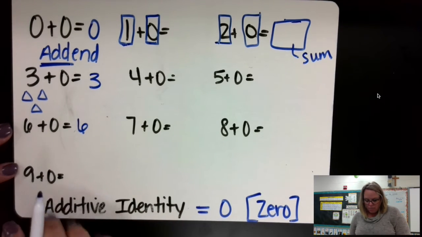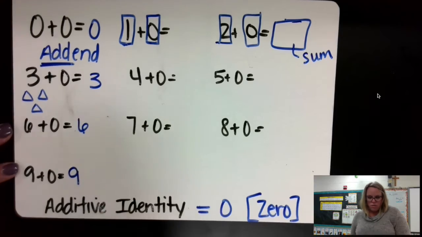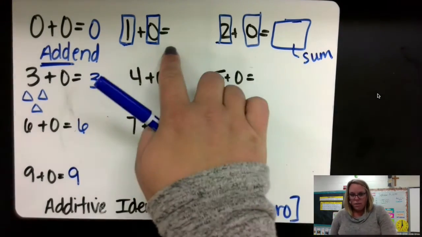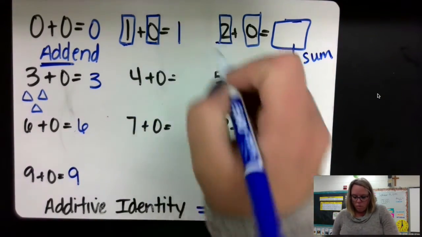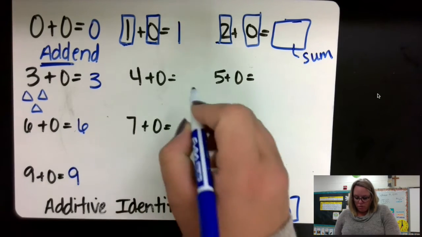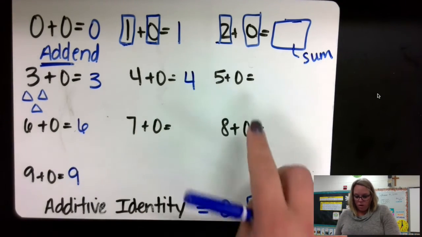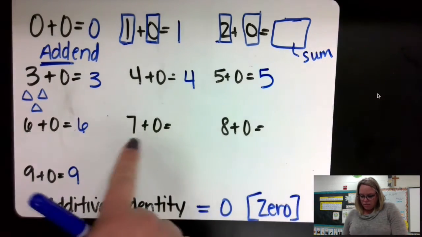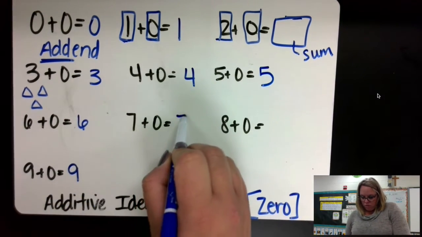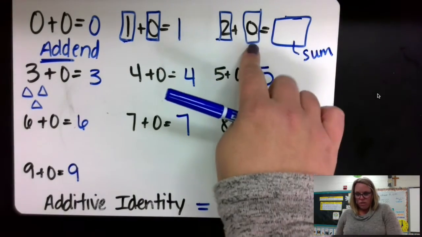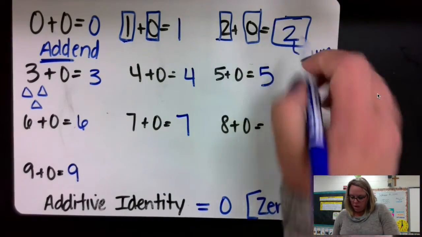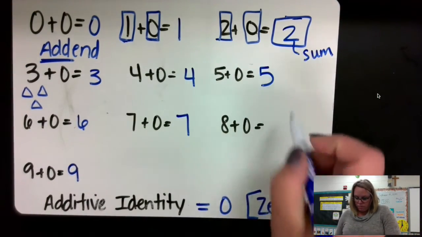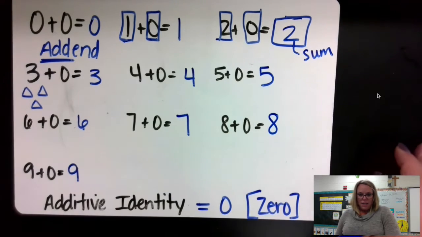I have three. That's why that works. 6 plus 0 equals 6. 9 plus 0 equals 9. 1 plus 0 equals 1. 4 plus 0 equals 4. 5 plus 0 equals 5, 7 plus 0 equals 7, 2 plus 0 equals 2, and 8 plus 0 is going to be 8.